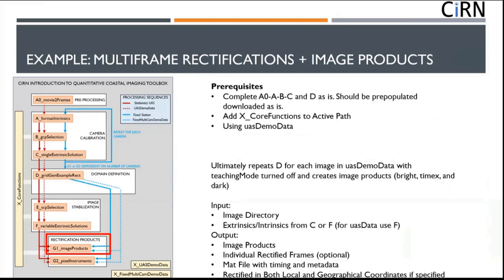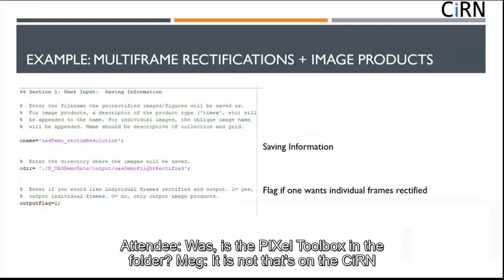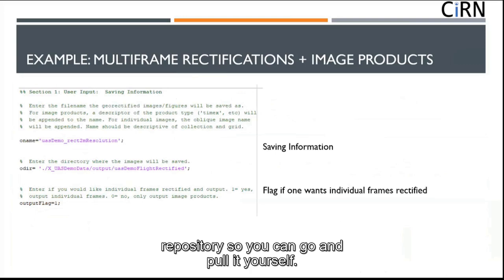Okay. All right. So let's see. Was the Pixel toolbox in the zip folder? It is not. That's on the CIRN repository, so you can go and pull it yourself.